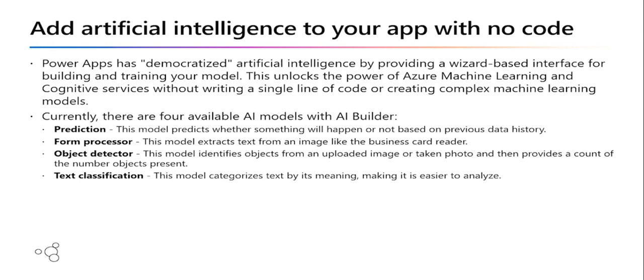This AI Builder capability is so useful because not only does it live directly in your Power Apps, you can build in some really amazing features. For example, if you have a business card, you scan that and extract the information from it directly into your CRM. Or if you want to take an inventory of products in your warehouse, you can use the object detector model to get an accurate count. The choice is up to you and your business needs.